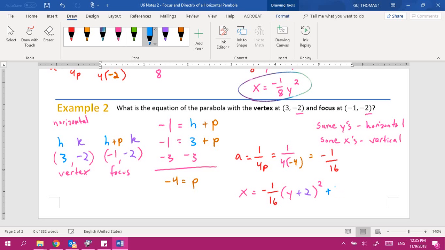Remember, the number on the inside of the parentheses is always opposite of what you see from your point, because it's y minus k. Okay, so that would be your equation right there: X equals negative 1 over 16 times y plus 2, quantity squared, plus 3. And these are the steps you use all the time when you're trying to write an equation given your vertex and something else.